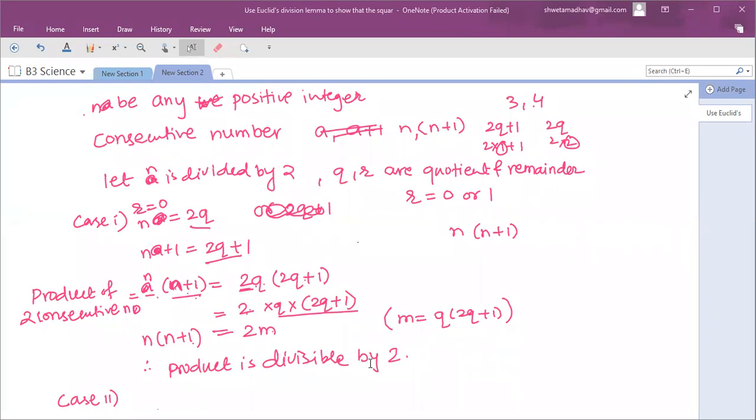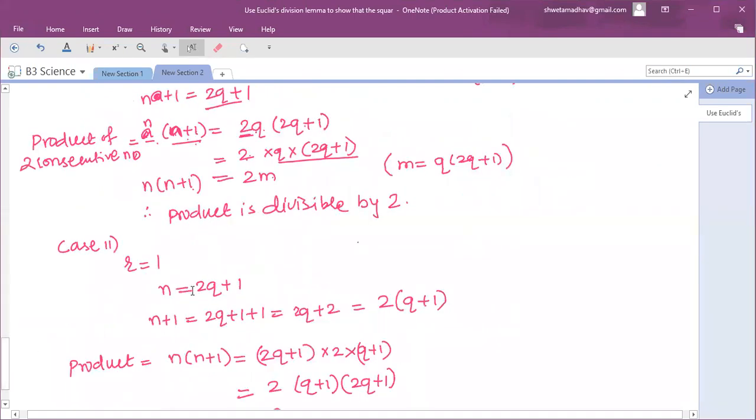Ma'am, I had a doubt in the second case. One by one, I'm clearing. So the product of n and n plus 1 is a multiple of 2. That product is a multiple of 2 always. So 2 is a factor of n and n plus 1.